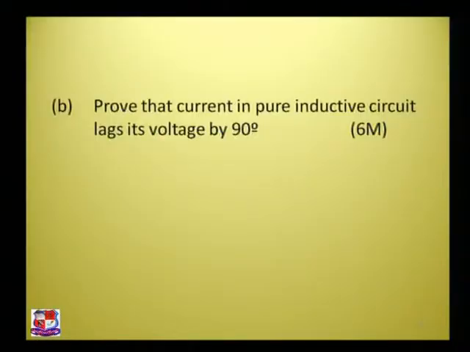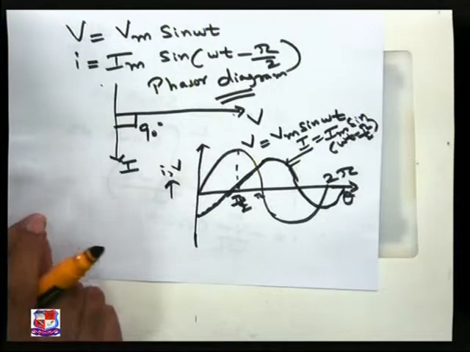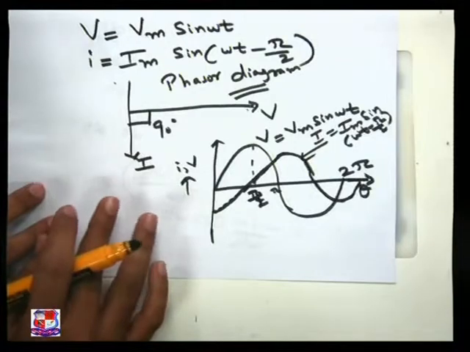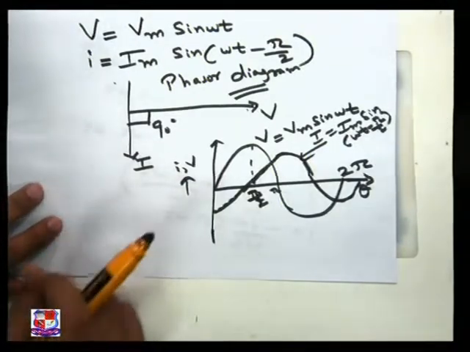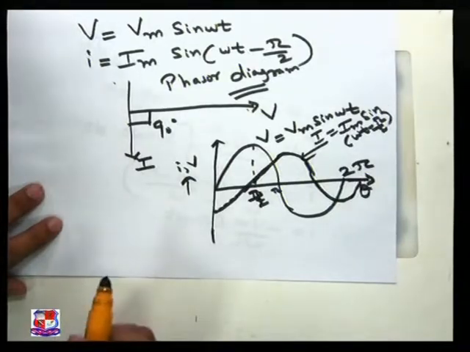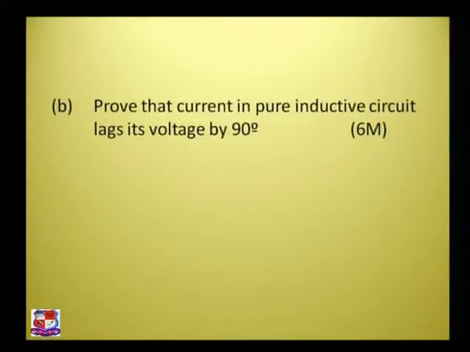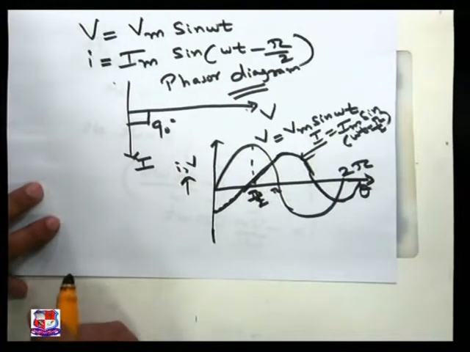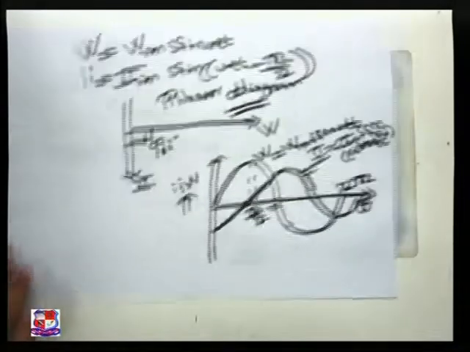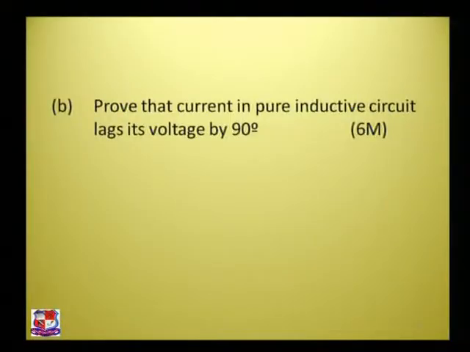So first we have to derive and prove that current in a pure inductive circuit lags its voltage by 90 degrees. Next, after proving, we have to draw both diagrams: the phasor diagram, which shows that voltage and current differ by pi by 2, that is a 90 degree phase shift, with current lagging voltage, and the same AC waveform for voltage as well as current. This is how you should proceed for any proof question: first draw the circuit, then the necessary equations, and finally, once proved, draw the waveform, right?